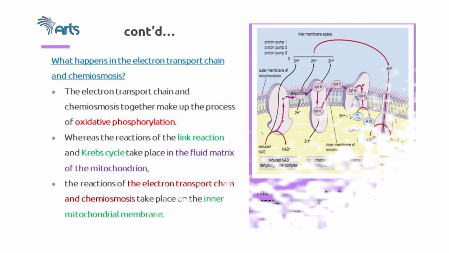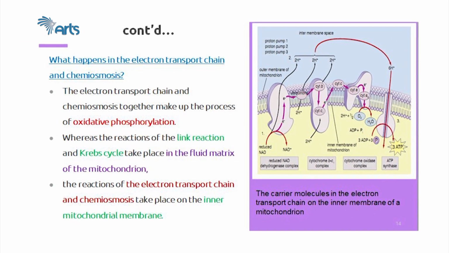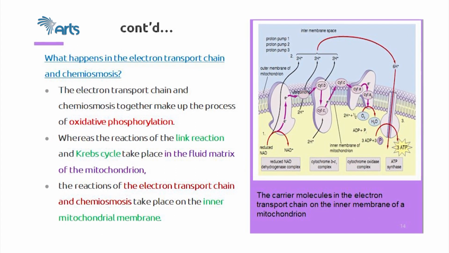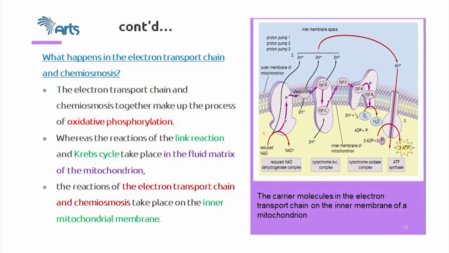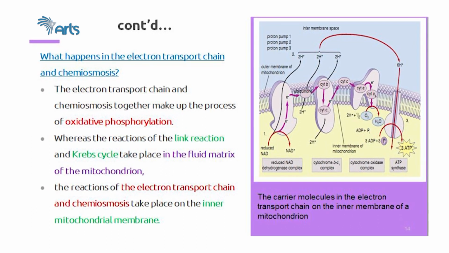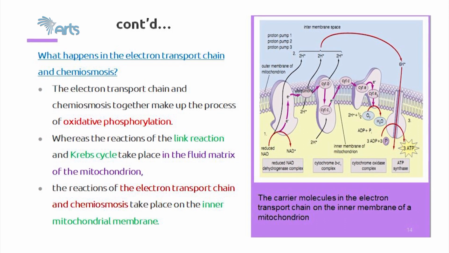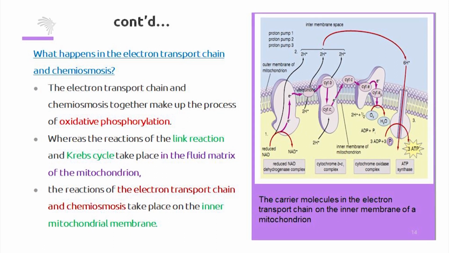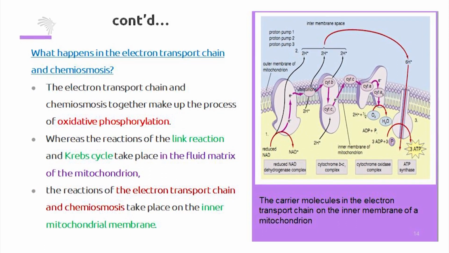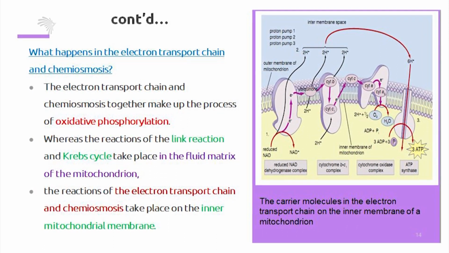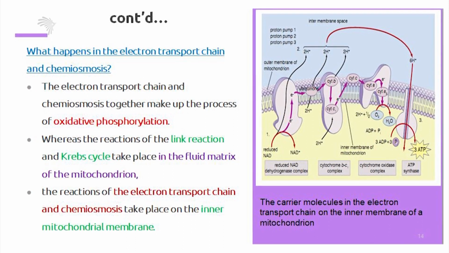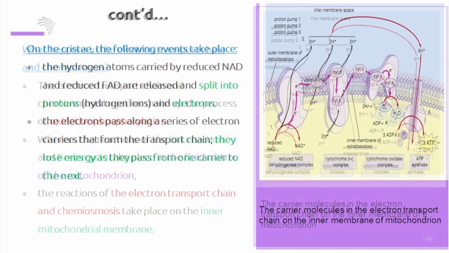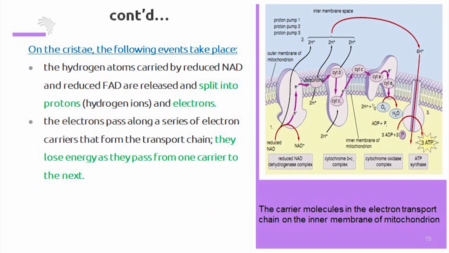And what happens in the electron transport chain and chemiosmosis? The electron transport chain takes place in the mitochondrial internal structure. The electron transport chain and chemiosmosis together make up the process of oxidative phosphorylation, whereas the link reaction and the Krebs cycle take place in the fluid matrix of the mitochondria. The reactions of the electron transport chain and chemiosmosis take place on the inner mitochondrial membrane. On the cristae, the following events take place.